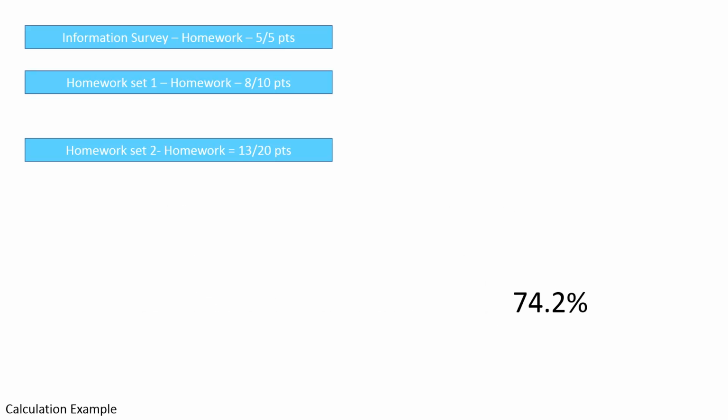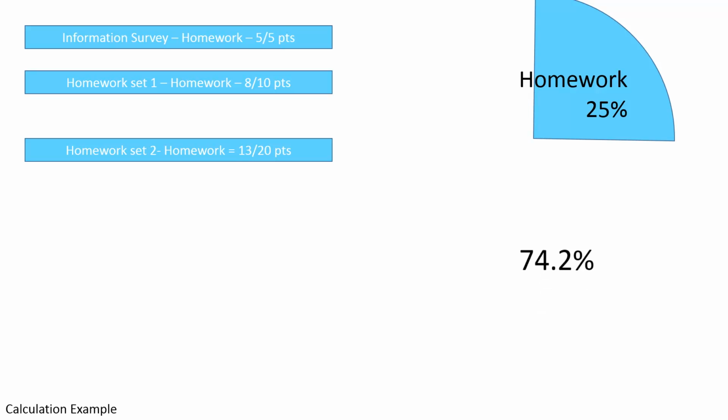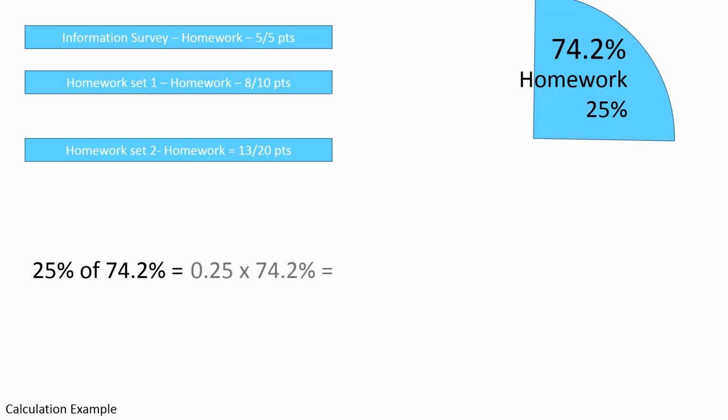Where this becomes a little bit complicated is that 74.2% now has to be a quarter, or 25%, of the student's overall grade. So effectively, we're looking for, okay, how much is 25% of that 74.2? To do that, we're simply going to multiply the 0.25 by the 74%, and that gives us a value of 18.5. So at this point, the student has earned 18.5% of their overall grade for the entire course.